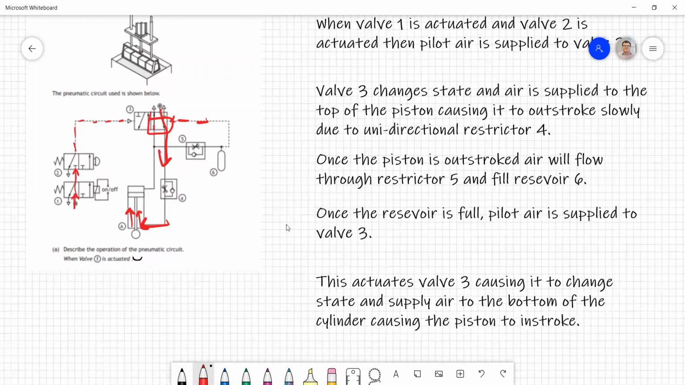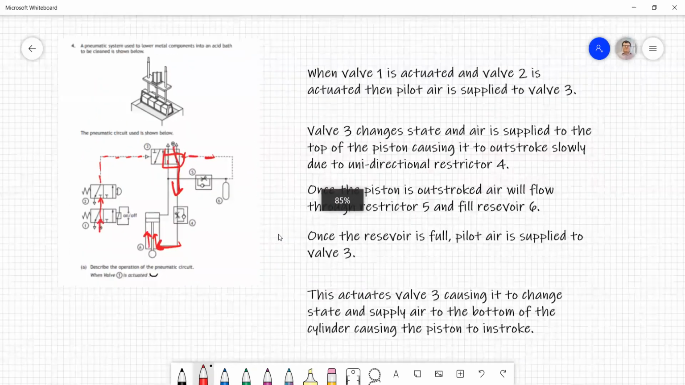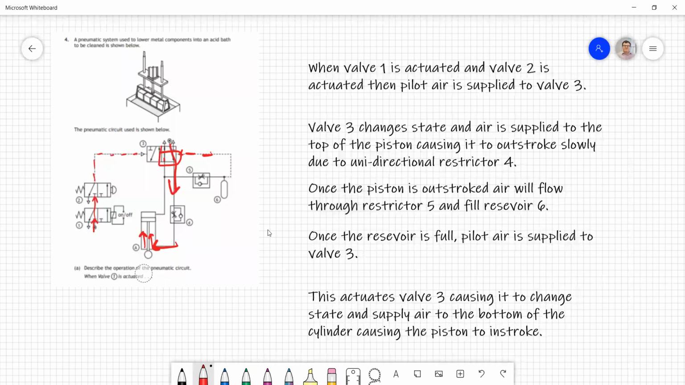Let's take it from the top. Let's summarize what's happening in our full scenario here. So at the start of our question, valve 1 is actuated, but until valve 2 is actuated, nothing happens. So valve 1 and 2 have to be actuated, and this is what allows the supply of pilot air to valve 3. So once valve 1 and 2 are both switched on, because of the AND control, we're going to get pilot air coming around here. Once we've got pilot air, this is going to cause valve 3 to switch, meaning the air can now flow up this way.